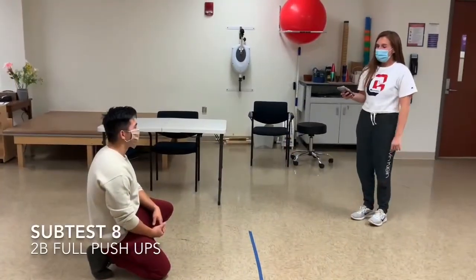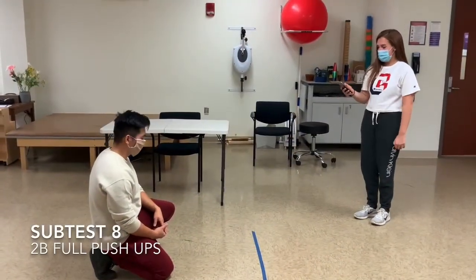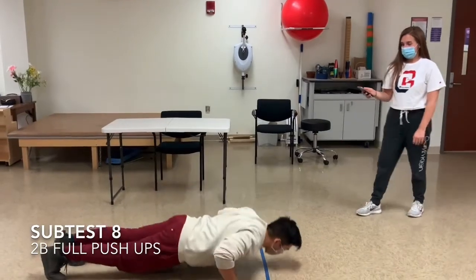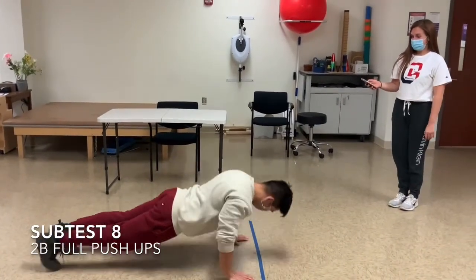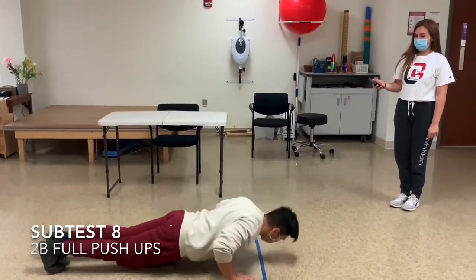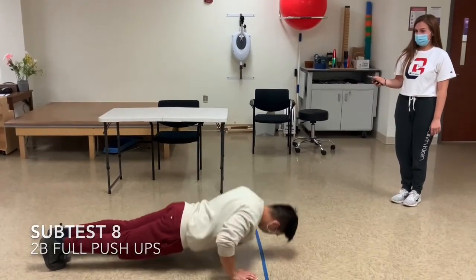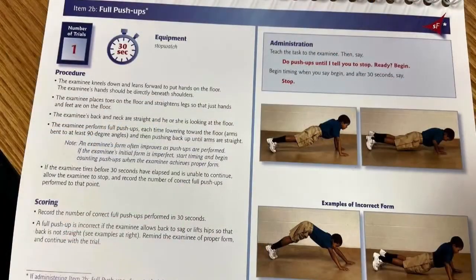Do push-ups until I tell you to stop. Ready? Begin. Joe Rich received a raw score of 40 as he completed 40 push-ups in 30 seconds.